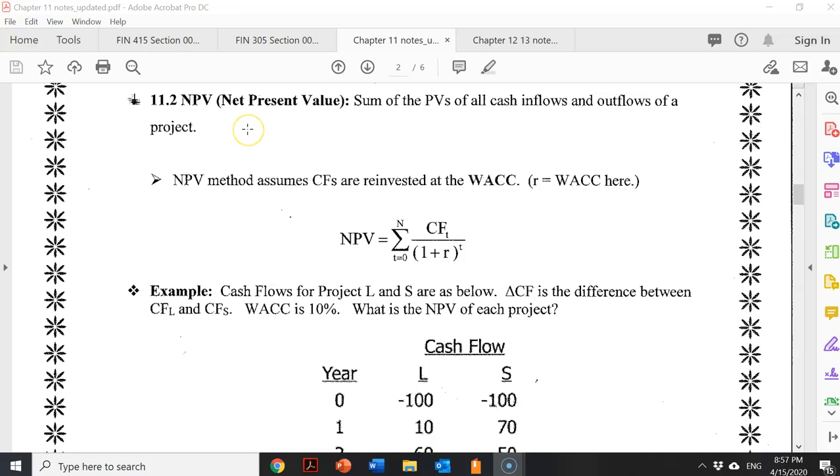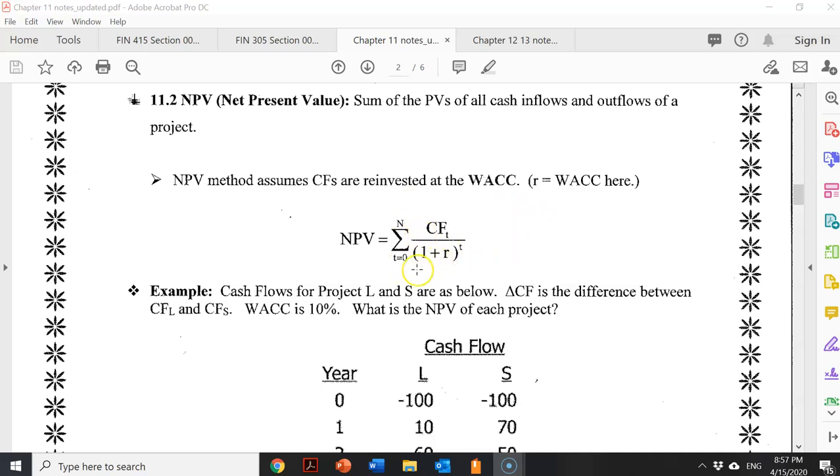Let's first look at the first measure, the net present value, NPV. Again, it is the sum of the present value of all cash inflows and outflows of a project. The NPV method assumes cash flows are reinvested at the WACC level. So R, the discount rate, equals weighted average cost of capital here. NPV can be calculated using cash flow 0 to cash flow n, discounted by 1 plus r to the power of t, where t could be from 0 to n.